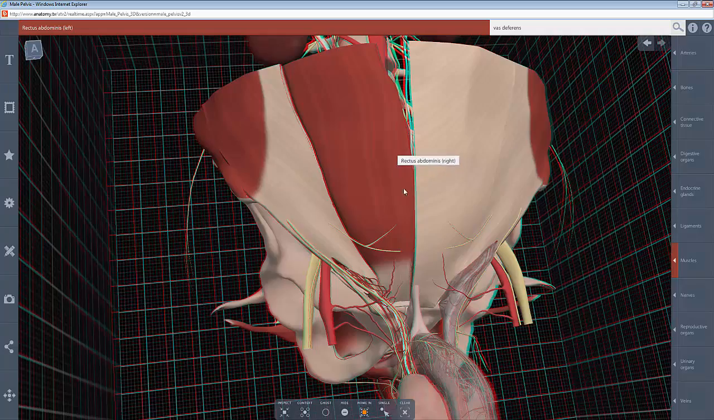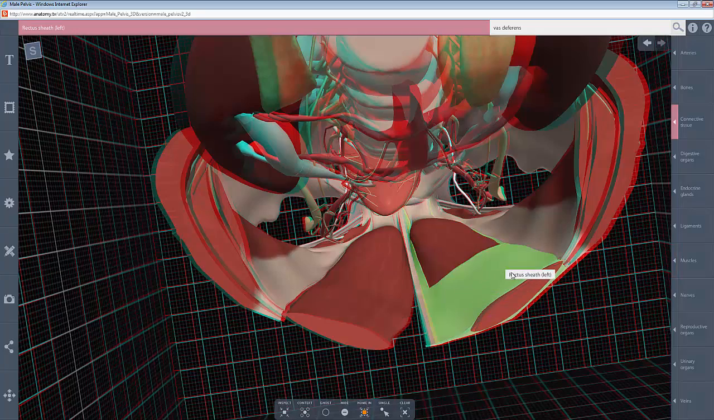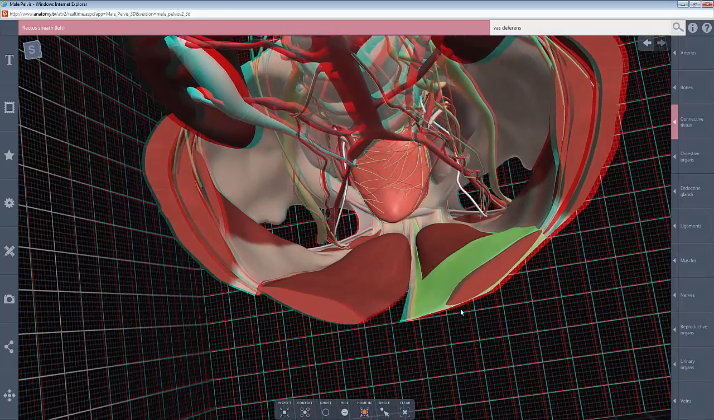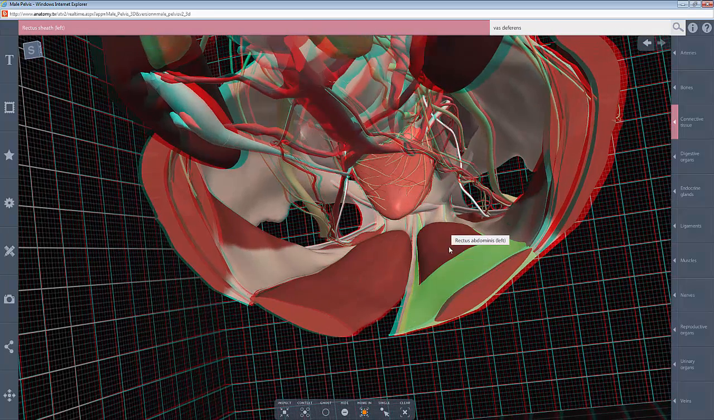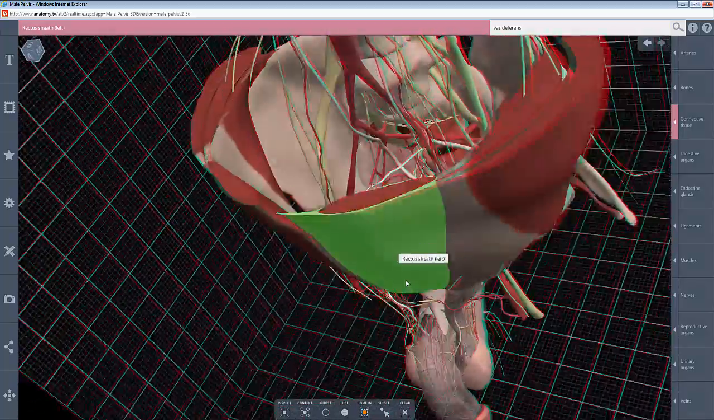If I now flip this over and we have a look at the inside, we can see here the posterior rectus sheath has been removed. Here we still have the posterior rectus sheath intact. And you can see nicely that down here the rectus abdominis is exposed because all of the aponeurotic layers of muscle are going anterior to the rectus sheath.